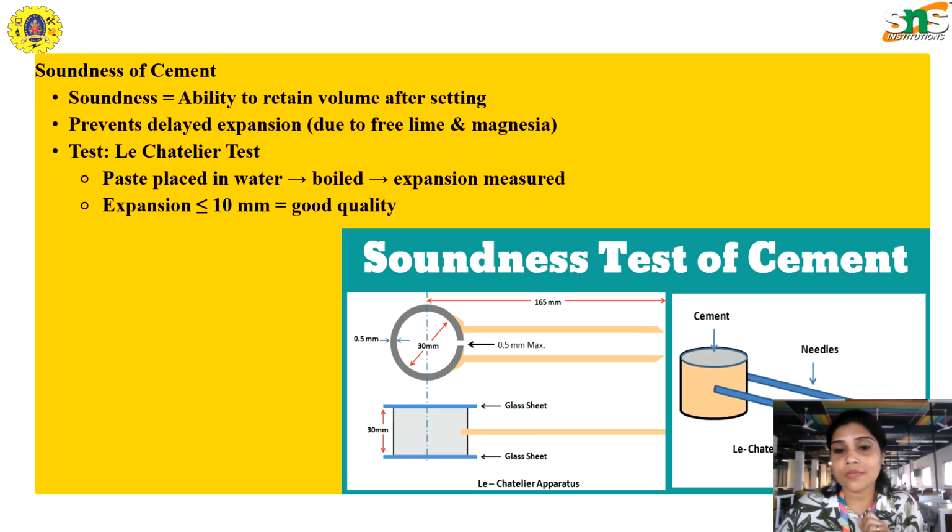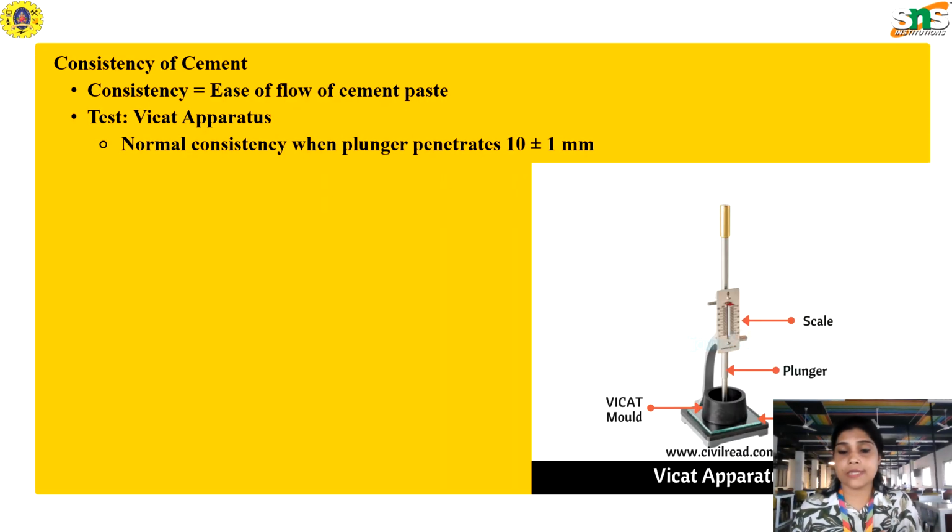Okay, this is about the soundness of cement. Here comes the consistency of cement. Consistency tells us how much water is required to prepare a normal cement paste, depending upon the fineness of the cement. This is important because if we add too much water, the strength of concrete will reduce, and if we add too little, the paste will not be workable.